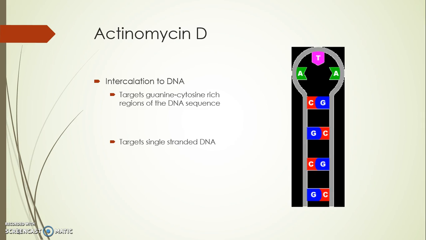In addition to inserting itself within double-stranded DNA, actinomycin D targets single-stranded DNA rich in guanine and cytosine. In this case, the binding of the drug to the structure to the right, which is known as a hairpin turn, results in the single strand breaking and not being able to function properly.